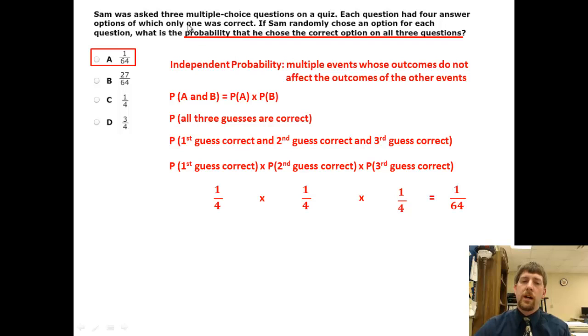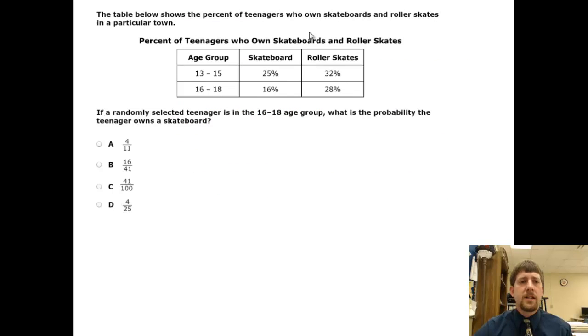So we just need to recognize that when we see probability, we need to identify if it's an independent probability, they don't affect each other, or if it's some other type of probability, like the binomial probabilities we've looked at in other SPIs, or the conditional probability we're going to look at in the next example. So let's look at that next example. The table below shows the percent of teenagers who own skateboards and roller skates in a particular town. So multiple events, multiple age groups, skateboard owners, roller skate owners, and we're just going to look at the probability of getting one group versus the other.